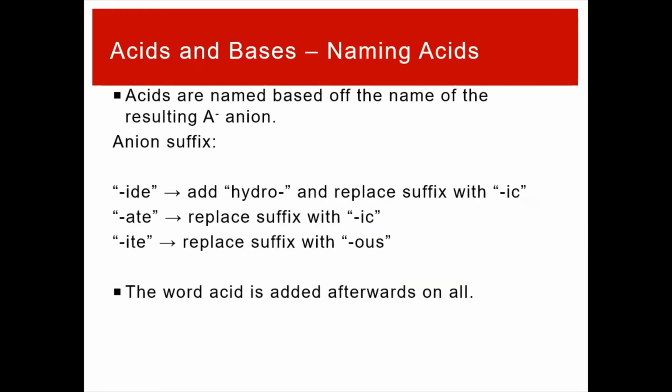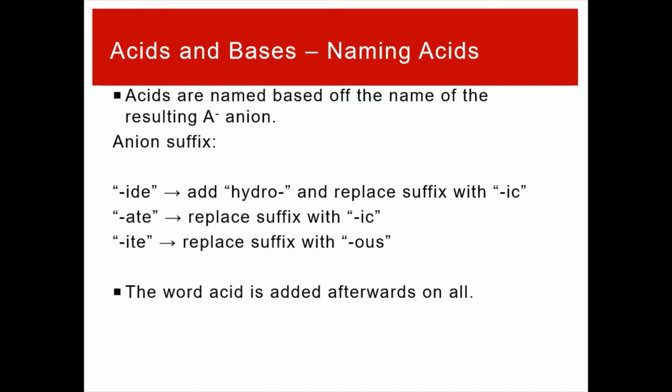So I want to talk a little bit about naming acids. Acid naming is going to be based entirely off that resulting A minus anion. Once the hydrogen left, you had an anion left over, and that anion name is going to derive what the name of the acid is. And it's actually all based around the suffix on that anion.